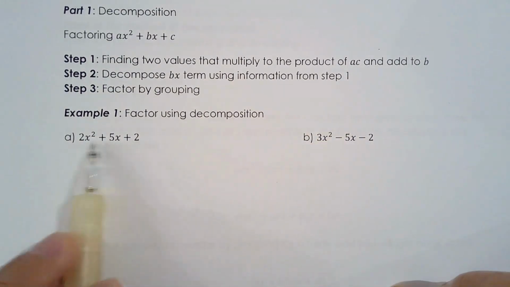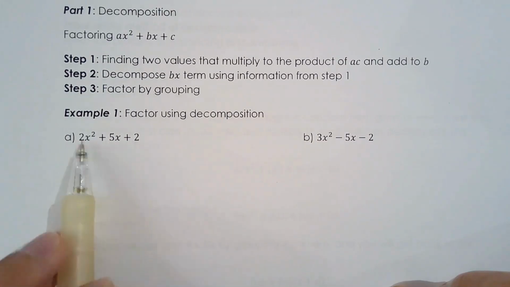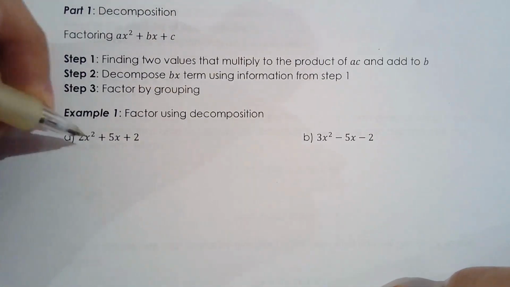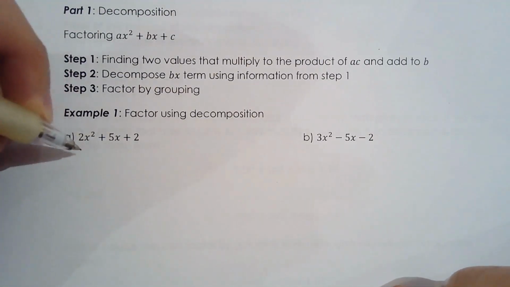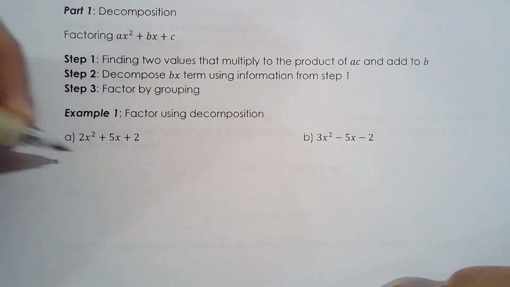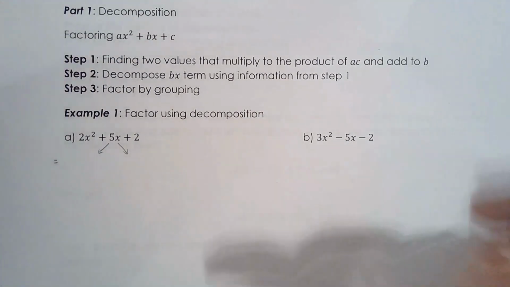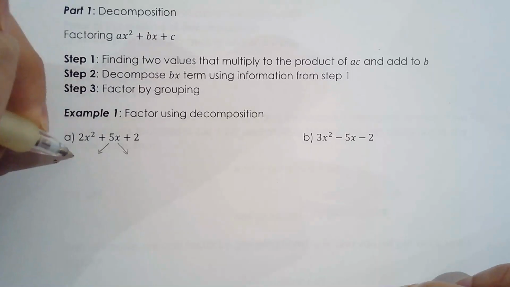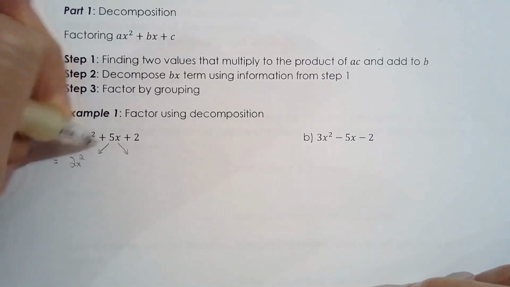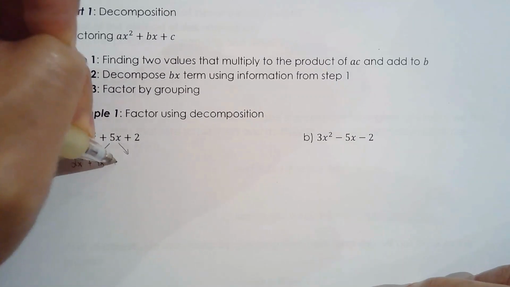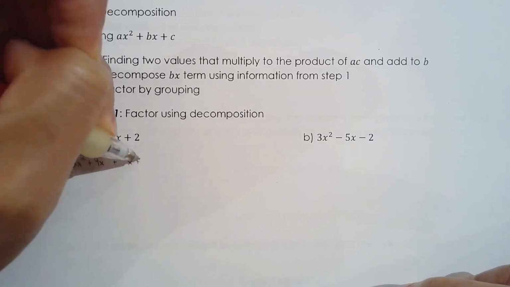So AC in this case is 4. So what multiplies to 4 and adds to 5? Well, 4 has 4 and 1. So hopefully you know that the two numbers are 4 and 1. And this is where the name decomposition comes from. You decompose, you break apart that middle term using the number you said. So 4 and 1, so 5x becomes 4x plus 1x.